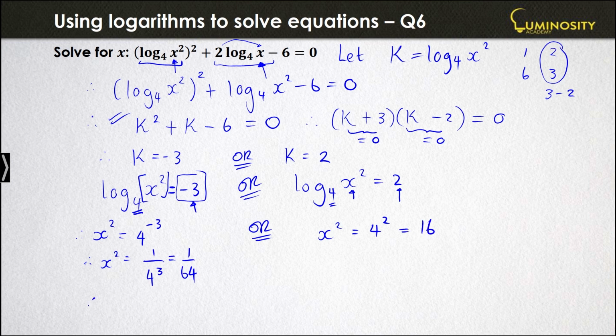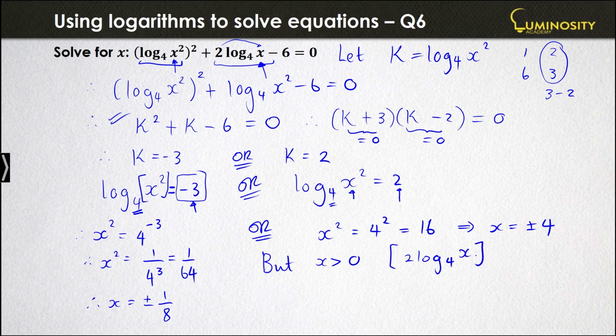Now because this is x squared, you will get two solutions. If I square root the right hand side, it becomes plus or minus 1 over 8. And if I square root this side, x becomes plus or minus 4. But we said originally that the original expression cannot admit negative solutions. So we say, but x has to be greater than 0 because of that 2 log base 4 of x term. So therefore, the final solutions are x equals positive 1 over 8 or x equals positive 4.